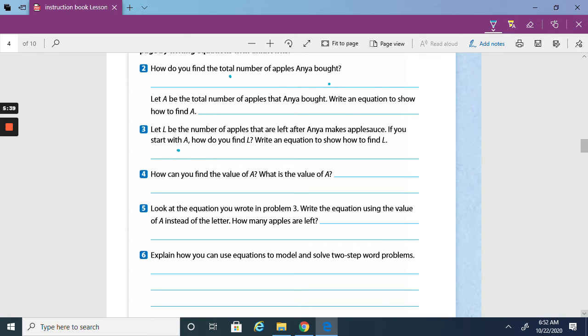If I'm discussing equal groups and I'm putting them together, I know that I'm going to multiply. So I have to multiply the number of baskets, that's the number symbol, times the apples per basket.